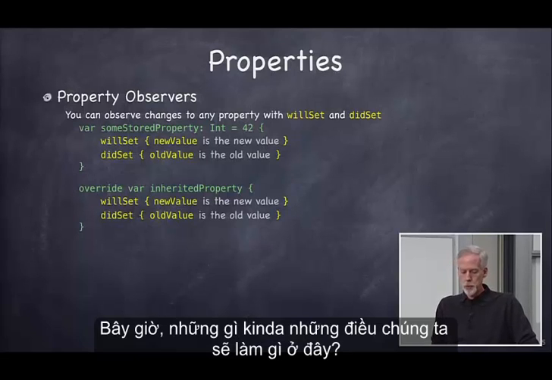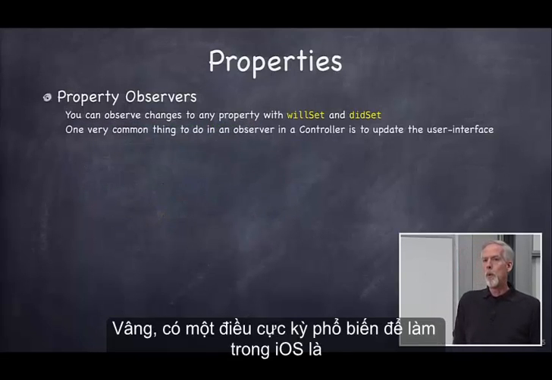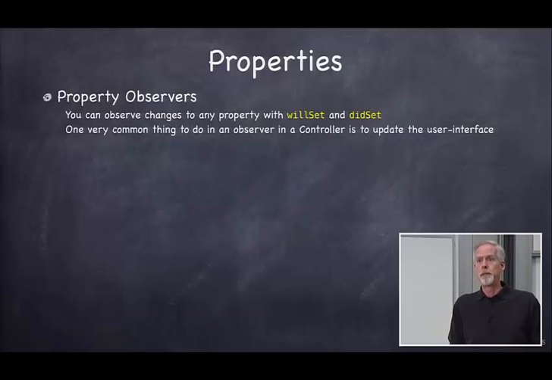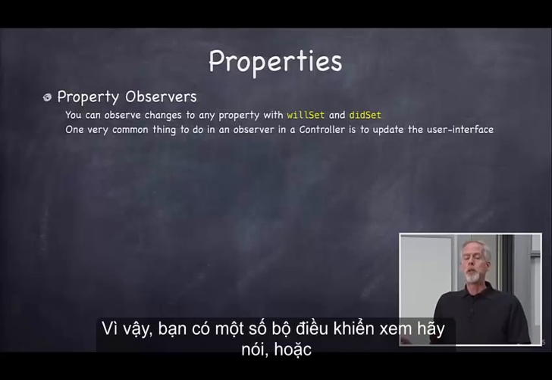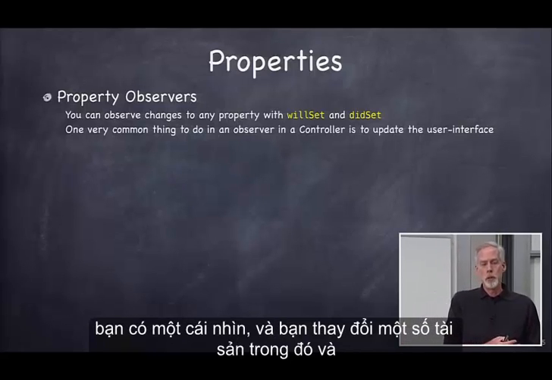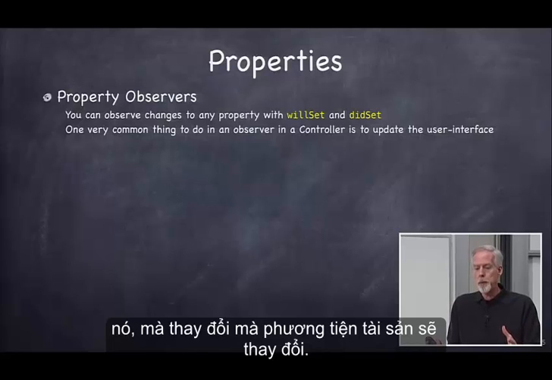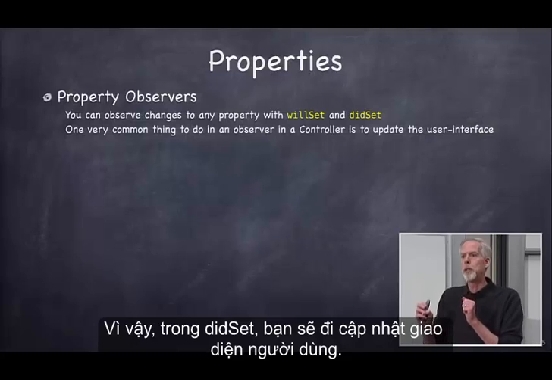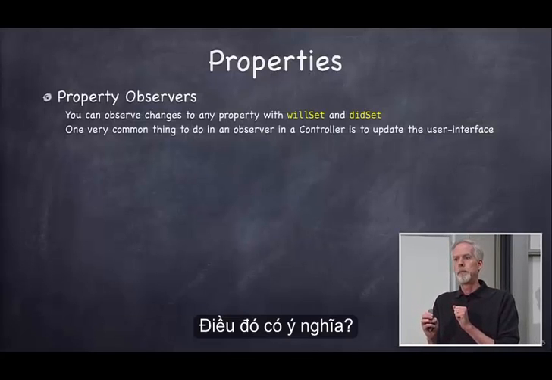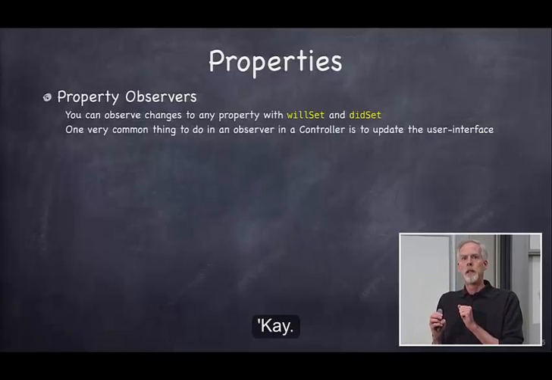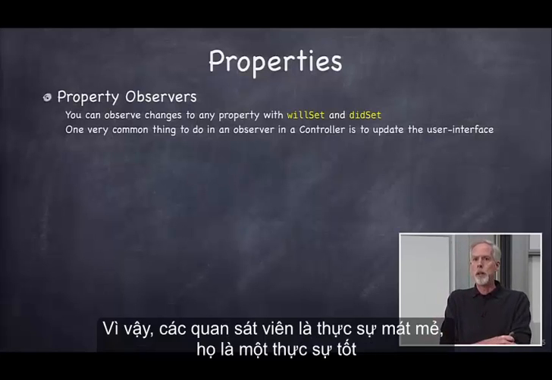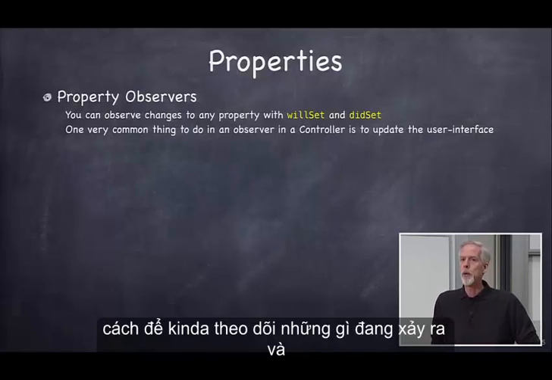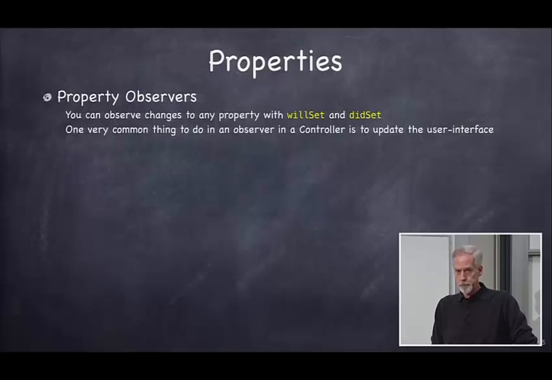Now, what kind of things would we do in here? Well, one extremely common thing to do in iOS is to update the user interface. So you have some view controller, let's say, or you have a view, and you change some property in it, and changing that property means the UI would change. So in the did set, you'll go update the user interface. Does that make sense? Okay, so the observers are really cool. They're a really good way to kind of keep track of what's going on and keep things in sync.